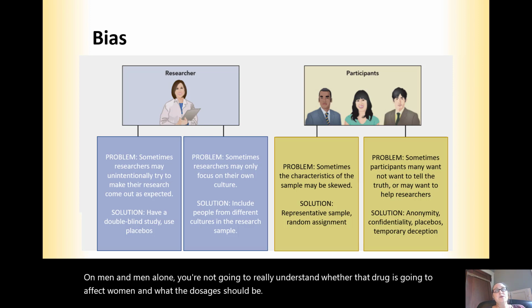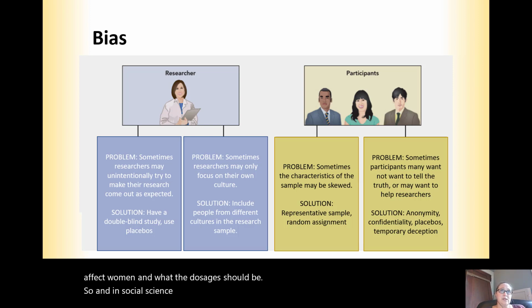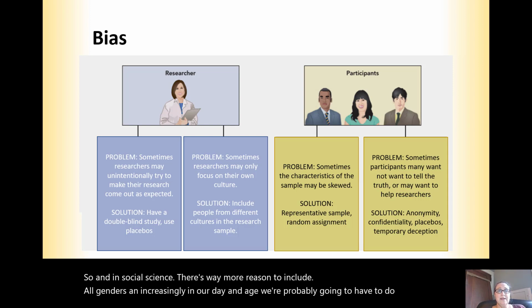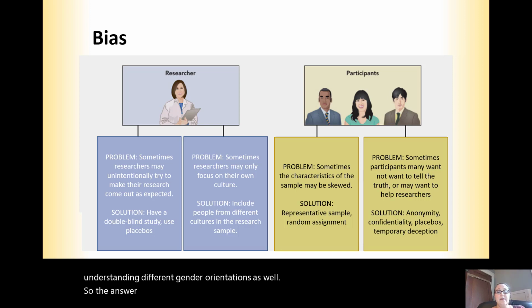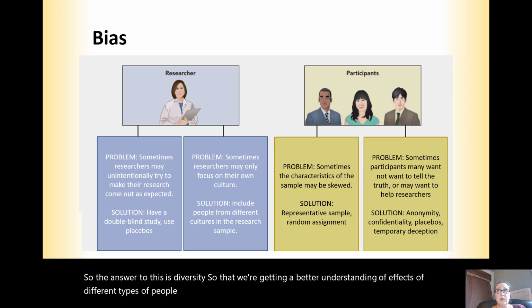In social science, there's way more reason to include all genders, and increasingly in our day and age, we're probably going to have to do better at understanding different gender orientations as well. So the answer to this is diversity, so that we're getting a better understanding of effects on different types of people, getting out of our own cultures and getting more diverse samples.